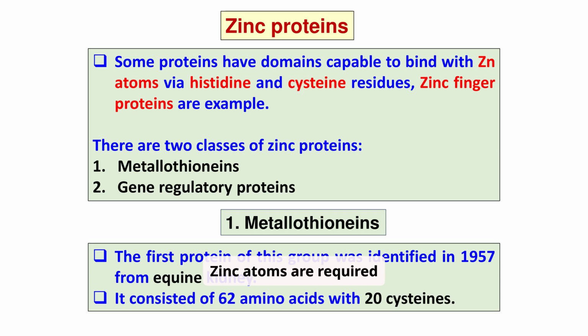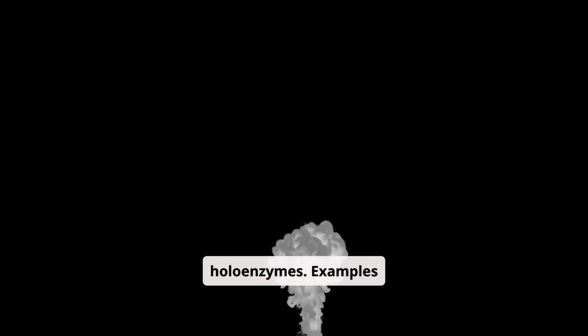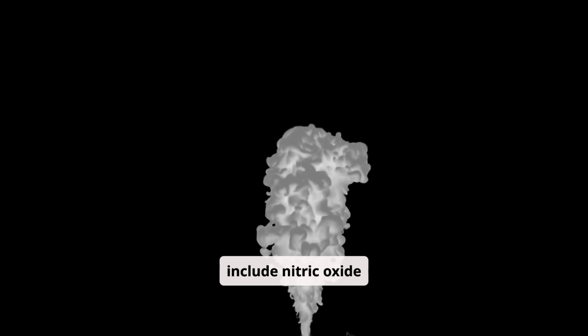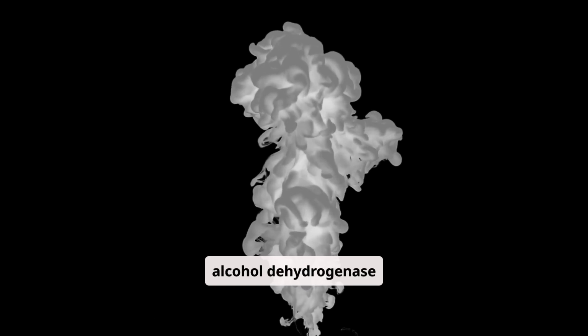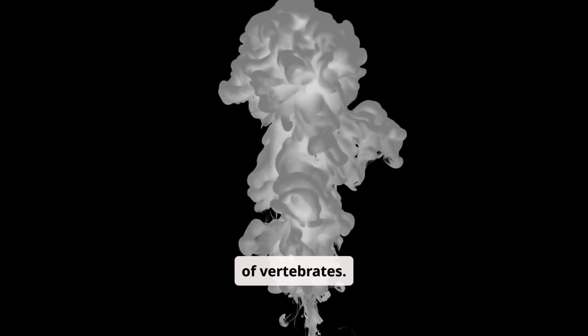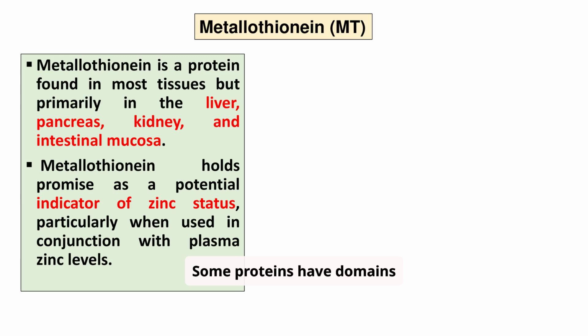Zinc atoms are required for the maintenance of structure and stability of enzymes. This is especially common to stabilize the quaternary structure of holoenzymes. Examples include nitric oxide synthase, protein kinase C, and alcohol dehydrogenase of vertebrates. Some proteins have domains capable of binding with zinc atoms via histidine and cysteine residues. Zinc finger proteins are an example.